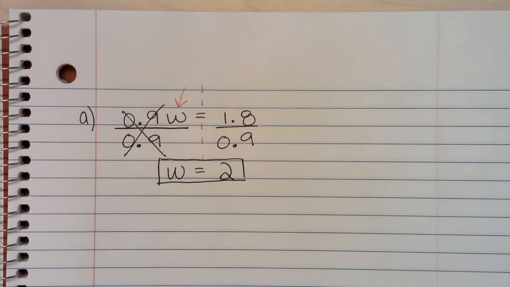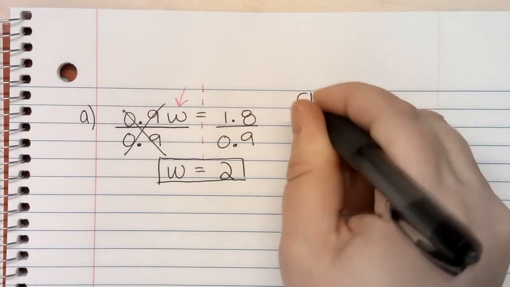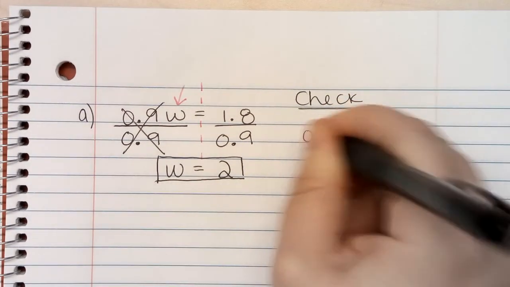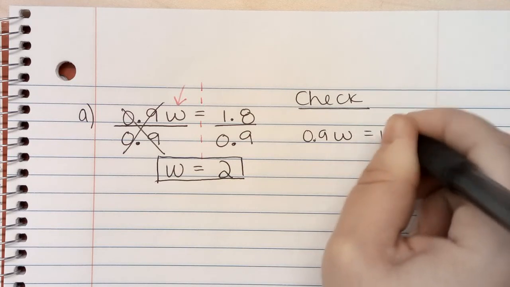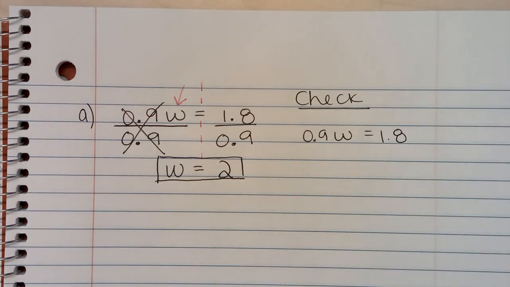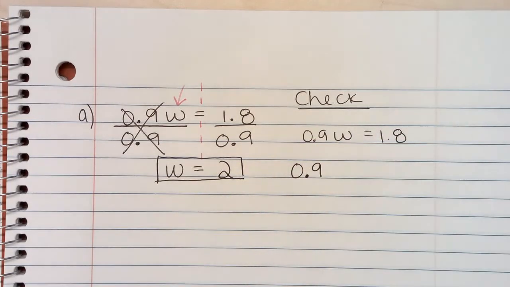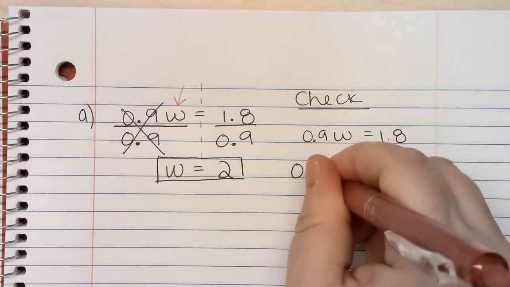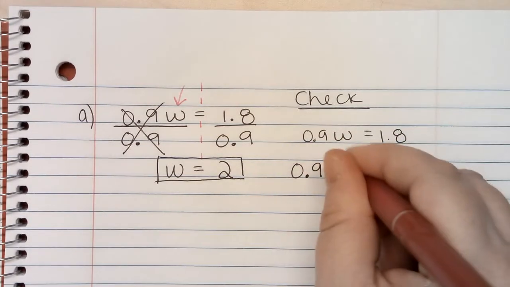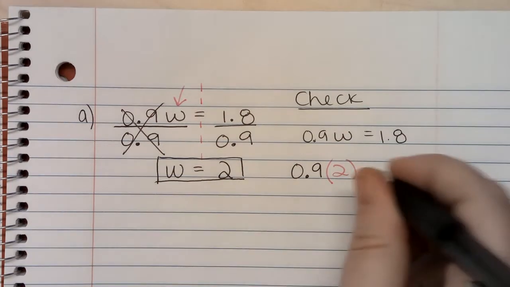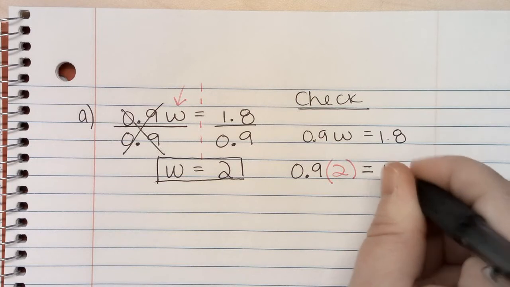But before I move on, I am going to check my answer to make sure I'm correct. I'm going to rewrite my original: 0.9 W equals 1.8. I know that W is 2, it equals 2, so I can plug it in for W into the original. And I'm going to use parentheses for my multiplication. Equals 1.8.